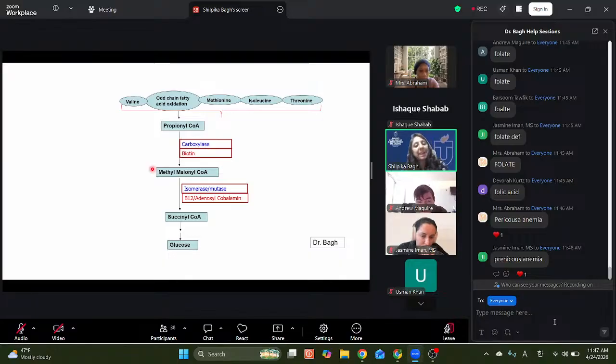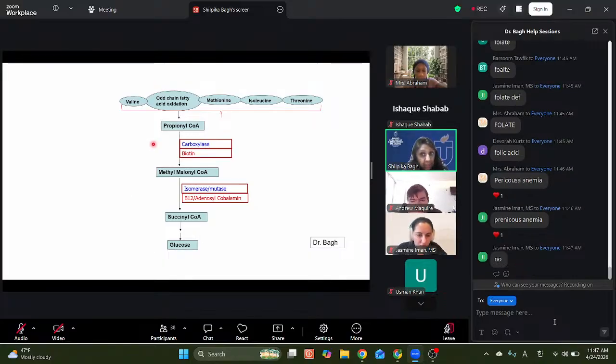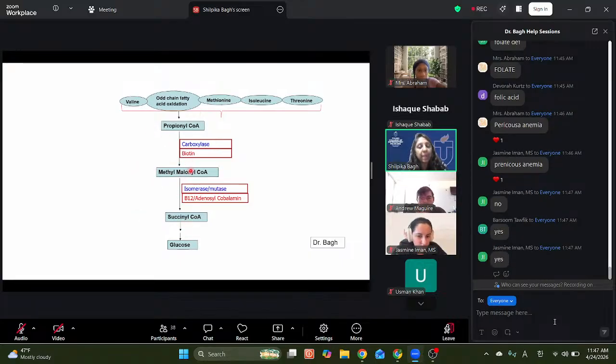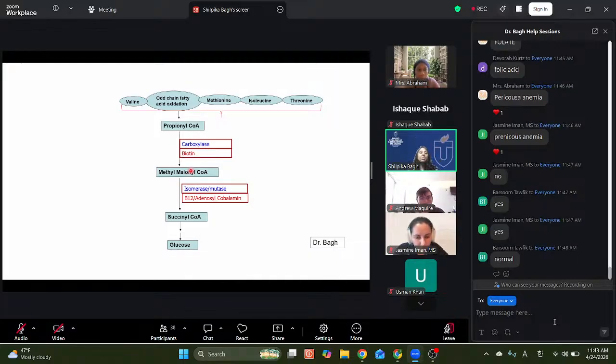So is megaloblastic anemia differentiating folate from B12? Is this pathway differentiating B12 from folic acid? Absolutely. So in folic acid deficiency, what happens to MMA? There's no borderline there. In folic acid deficiency, MMA will be normal.